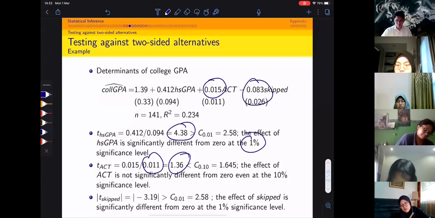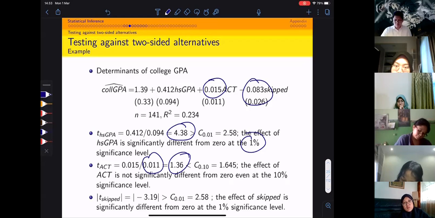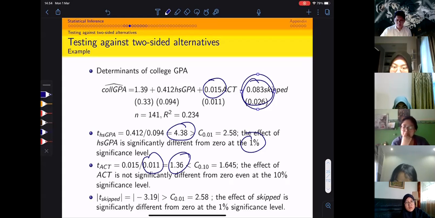The third variable is the skip. We want to know whether the negative 0.083 is statistically significant. In other words, we want to know whether the negative 0.0833 is different to 0. How do we do that? Well, we just have to compare it with the critical value. Indeed, it's larger than the critical value in absolute term.